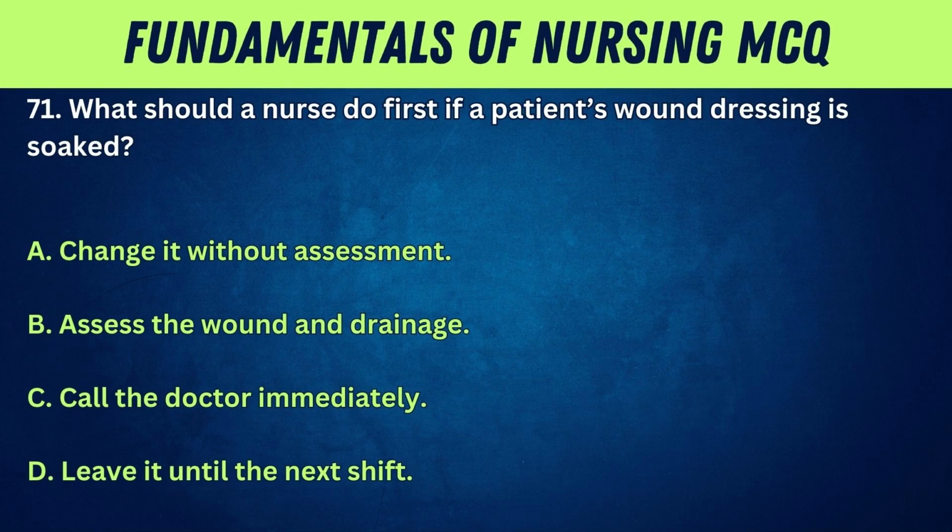71. What should a nurse do first if a patient's wound dressing is soaked? A. Change it without assessment. B. Assess the wound and drainage. C. Call the doctor immediately. D. Leave it until the next shift.